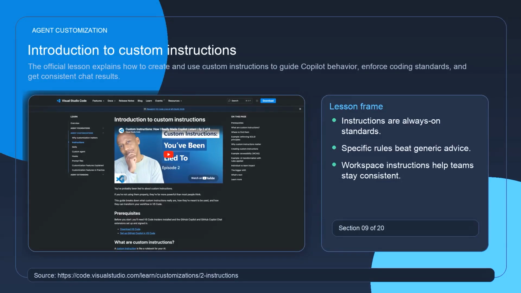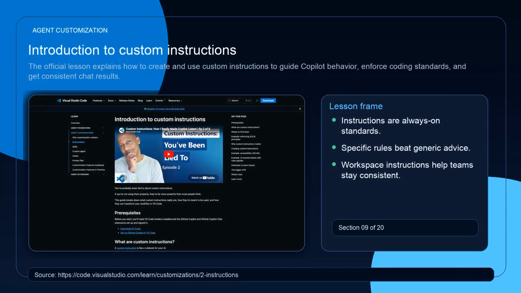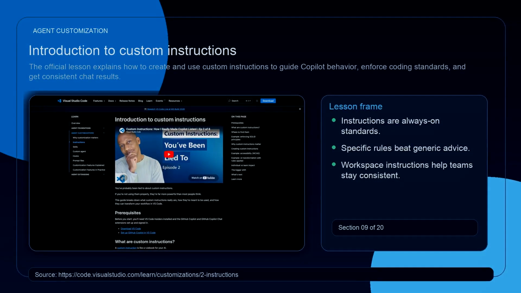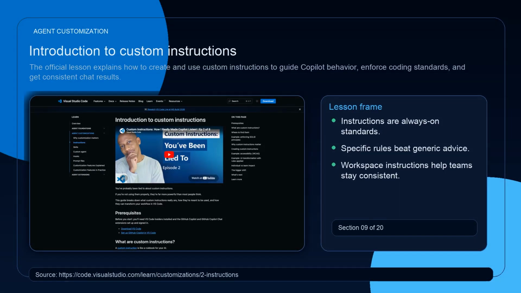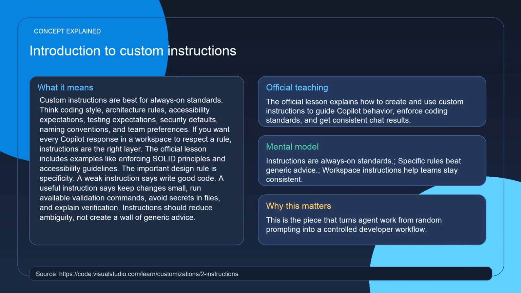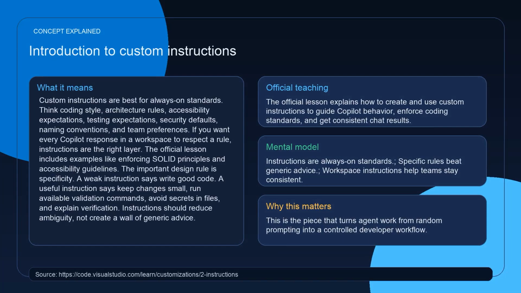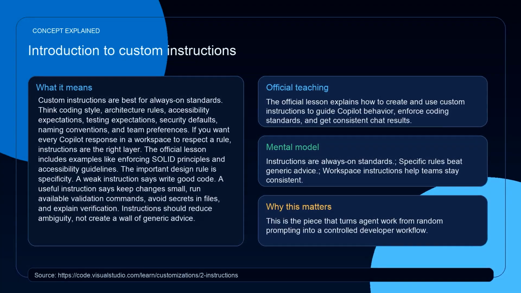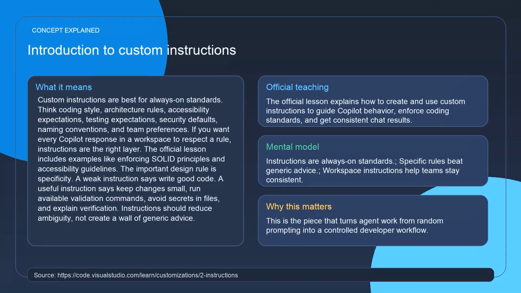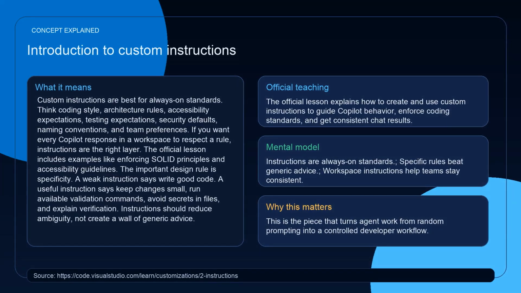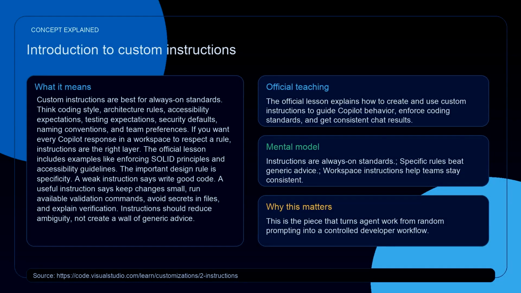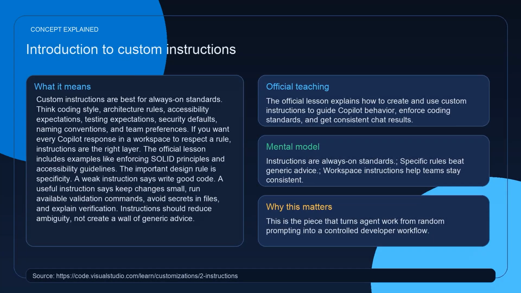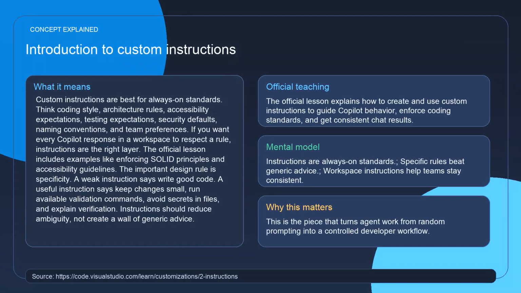Custom instructions are best for always-on standards. Think coding style, architecture rules, accessibility expectations, testing expectations, security defaults, naming conventions, and team preferences. If you want every Copilot response in a workspace to respect a rule, instructions are the right layer. The official lesson includes examples like enforcing SOLID principles and accessibility guidelines.